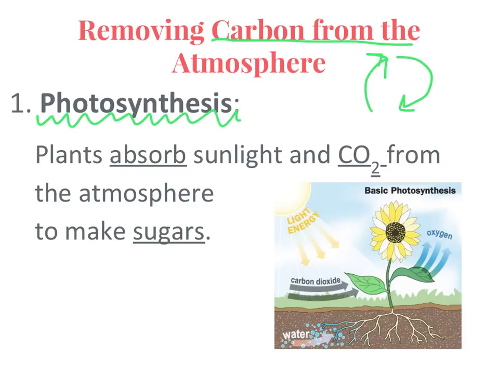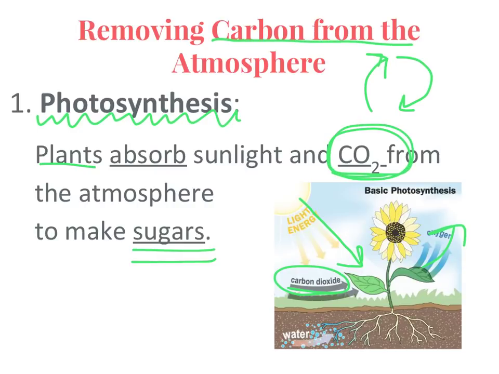We've talked about this before in plants. Plants absorb solar energy along with CO2, and they do that to make their sugars and their food. They, of course, then release oxygen back into the atmosphere, but all the while are taking in more and more CO2.